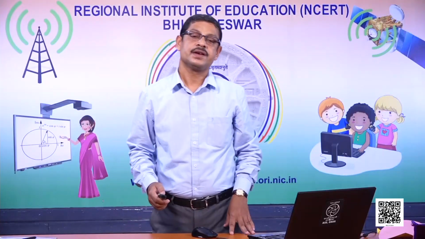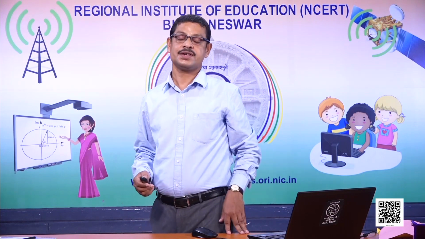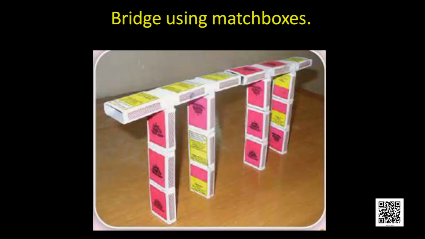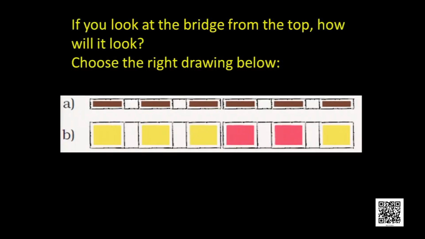Now, see, this is a bridge made using matchboxes. Children, you like to make these kinds of designs from matchboxes. Now, if you look at the bridge from the top, how will it look? Here two pictures are given. We have to choose the right drawing below.